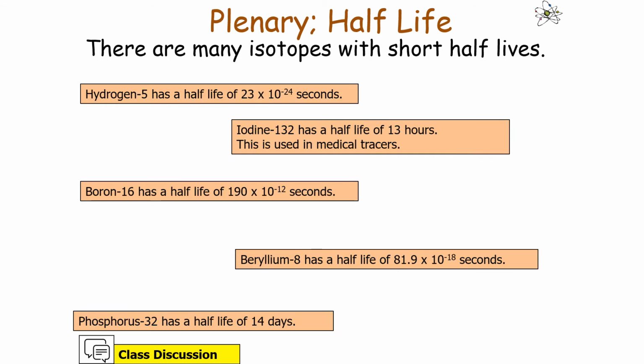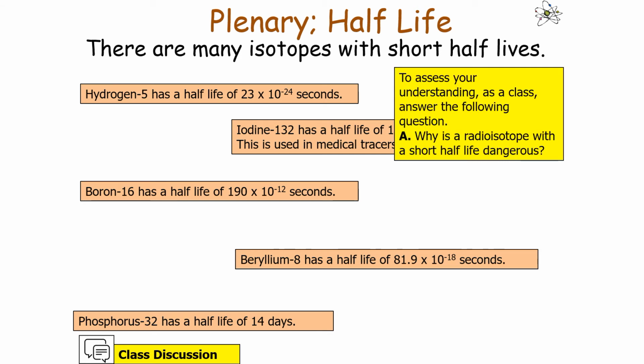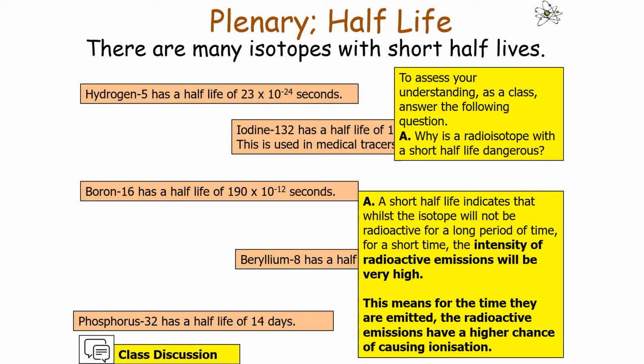Now on the other side of things, there are many isotopes with short half-lives. So hydrogen-5, iodine-132, which is used in medical tracers, boron-16, beryllium-8, phosphorus-32. Now, why is a radioisotope with a short half-life dangerous? Now, a short half-life indicates that whilst the isotope will not be radioactive for a long period of time, for a short time, the intensity of radioactive emissions will be very high. So this means that for the time they are emitted, the radioactive emissions have a higher chance of causing ionization.